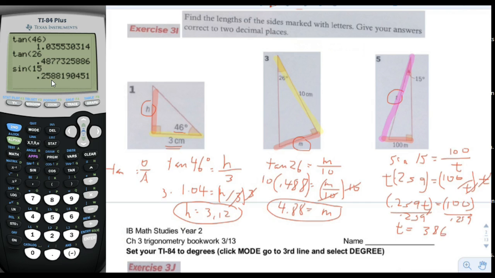Now, does that look reasonable? Yeah, it does, because this is 100, and that looks like it could be 386. And remember, it's 386 meters, and in this case it's 4.88 centimeters, and in this case it's 3.12 centimeters. On the exam, you want to make sure you put the units there. Sometimes they're going to be checking for that. Okay, and that is the end of page 2.